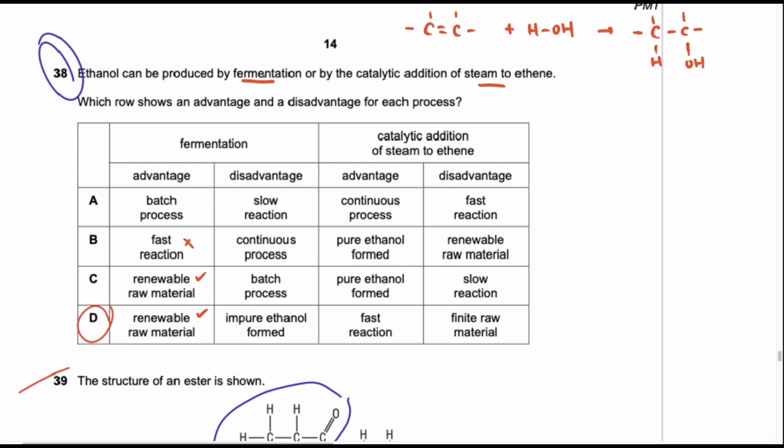So fermentation takes time. You put the carbohydrate like grapes or rice with yeast, and then you leave it for months or some leave it for years. So it's a slow reaction.